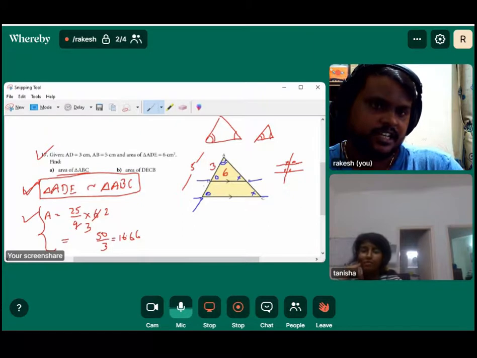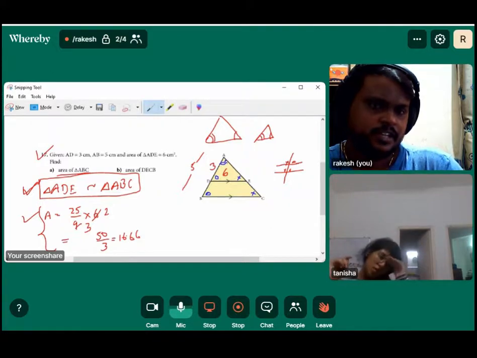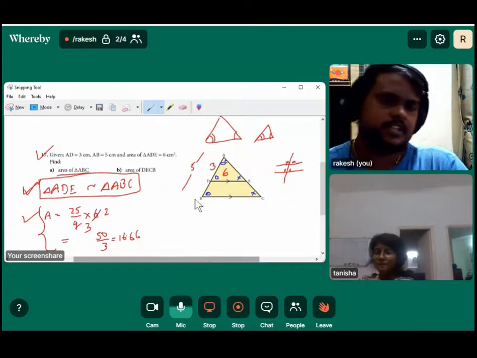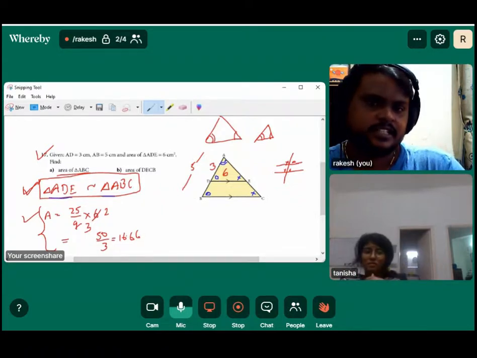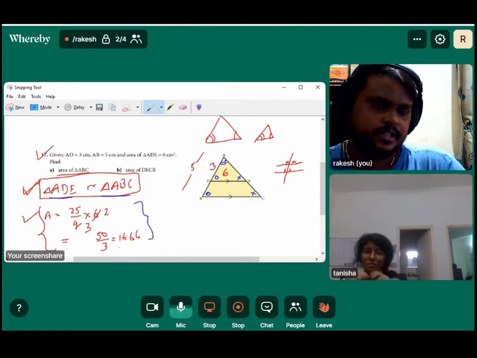Are you getting? In triangle ADE and in triangle ABC, these two angles are equal, these two angles are equal, and this one is common already. So all three angles are equal. It means triangle ADE is similar to triangle ABC. Then you can do this, right?